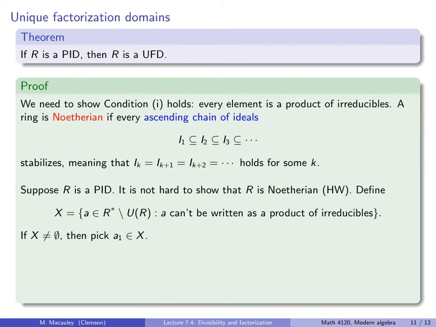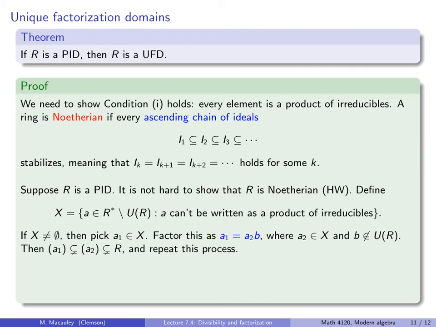All we need to do to finish the proof is to show that X is empty. So let's suppose it's not empty, and let's pick an element, A1, from it. We can factor A1 as a product of two non-units, A2 times B, and at least one of these elements cannot be written as a product of irreducibles. Otherwise, A1 could be written as such a product. So let's just suppose that A2 is that particular element. I mean, possibly both of them are, but let's pick A2, and by definition, A2 has to be in X.